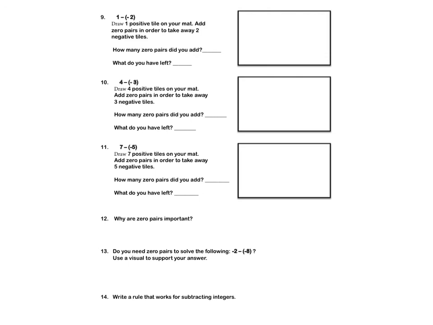And then lastly, number 14, because we know that our numbers are going to get larger and we're not going to be able to just sit there and draw our positives and negatives, we've got to figure out the rule. What is a rule that works for subtracting integers? What did you notice you end up doing on all of the subtraction problems that your answer was no? Anytime your answer was no because you didn't have enough to take away, what did you end up doing? Okay, think about that and come up with your rule for that one.